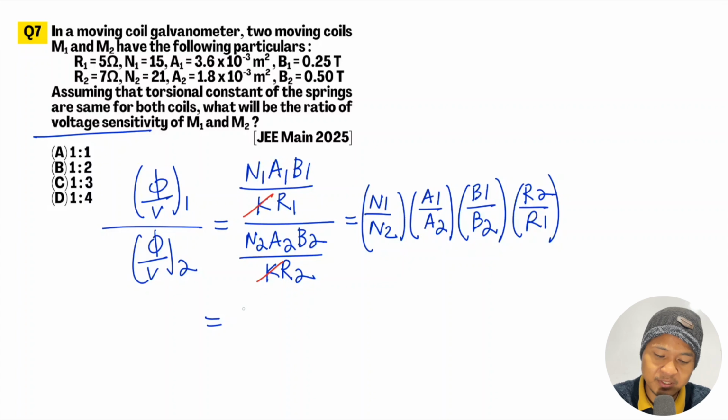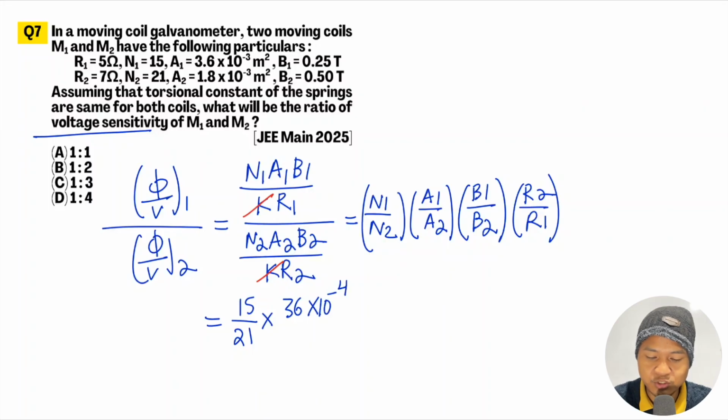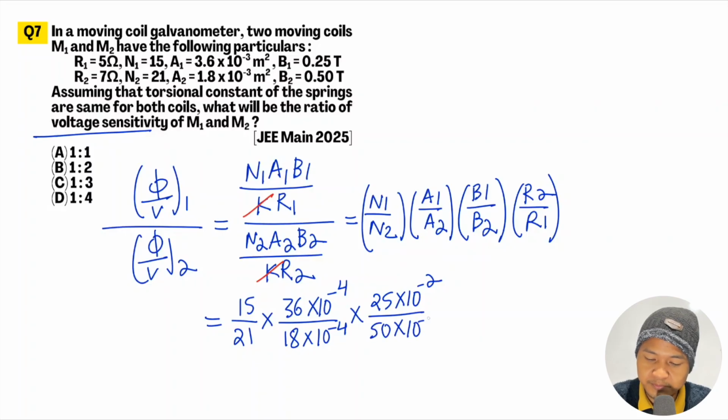N1 is 15 by N2 which is 21. A1 is 36 into 10 power minus 4, so 3.6 to 36, and 1.8 to 18 into 10 power minus 4. B1 is 0.25 to 25 into 10 power minus 2, and 0.5 to 50 into 10 power minus 2. R2 is 7, R1 is 5.